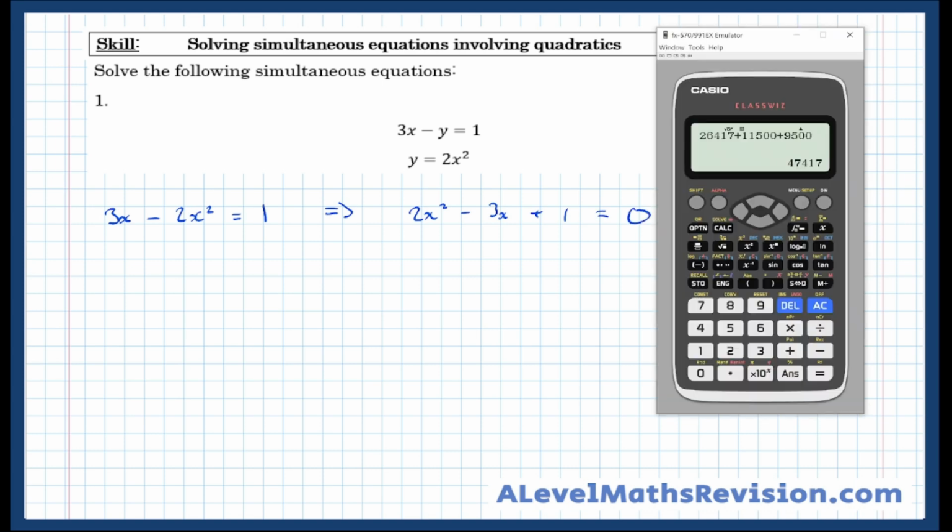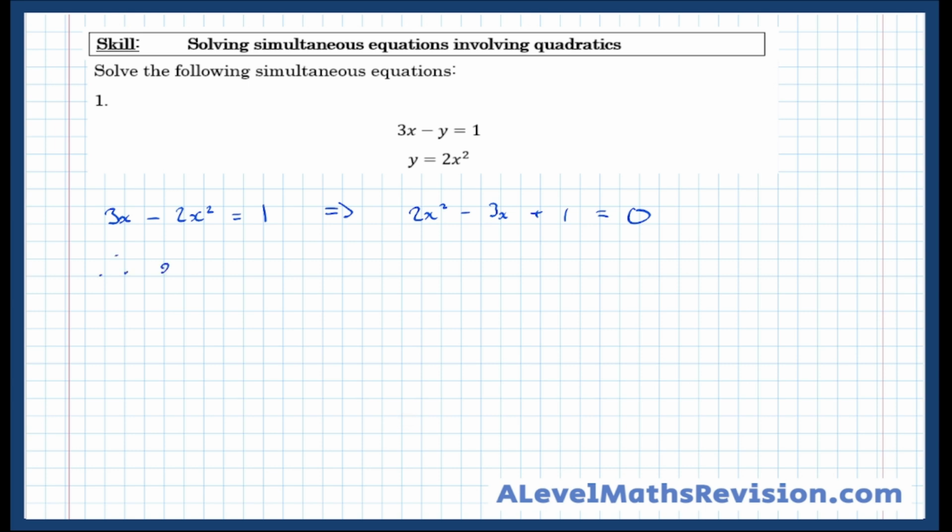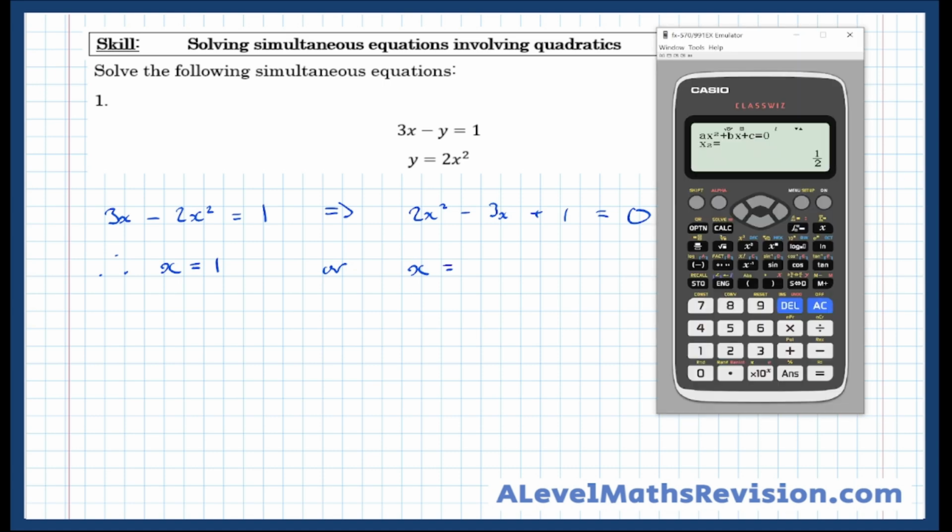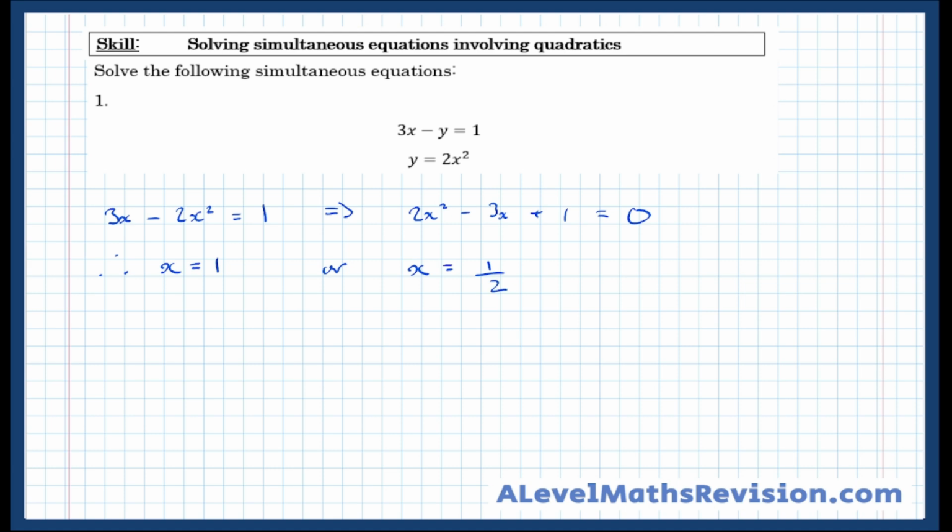And we've got every right now, because the question doesn't say show detailed reasoning, to use the calculator solver. So go to equation solving mode. It's a polynomial of degree 2, and that's 2x squared minus 3x plus 1 equals 0. So x equals 1, or press equals again, x equals 1/2. And there we have it.